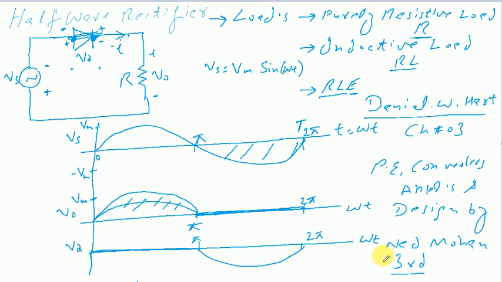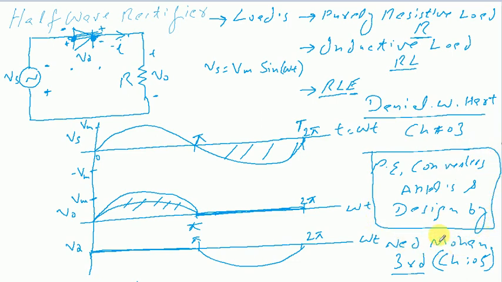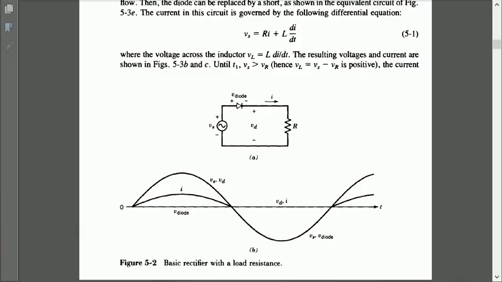This is chapter number 5 in this book, chapter number 3 in the case of Daniel Hart, and chapter number 5 in the case of this particular one, where the author name is Ned Mohan. So you can also see the waveform of this half-wave rectifier. You can see from this equation number that this is chapter number 5 of this book of Ned Mohan, where we have this simple half-wave rectifier circuit as we can see over here.